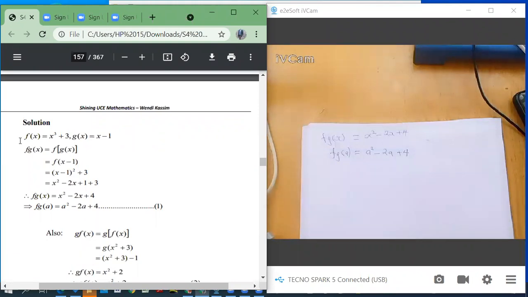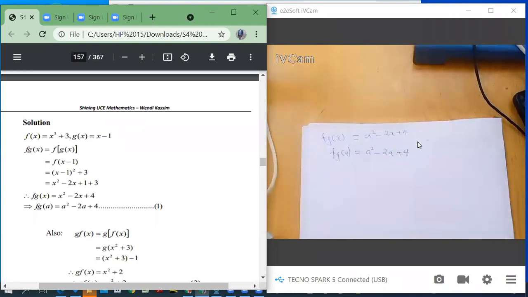F of x. You change that question. F of x was supposed to be x squared plus 3. If we work it out, we shall get x squared minus 2x plus 4. Now, not the other one. Let's leave the other one as side work.